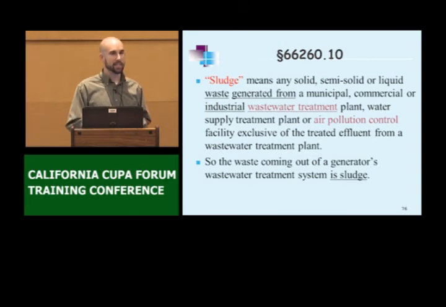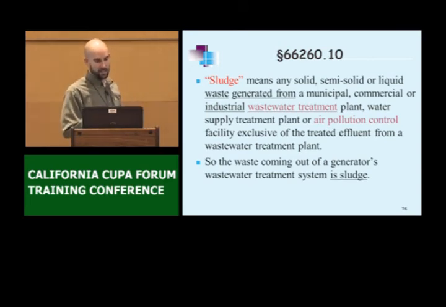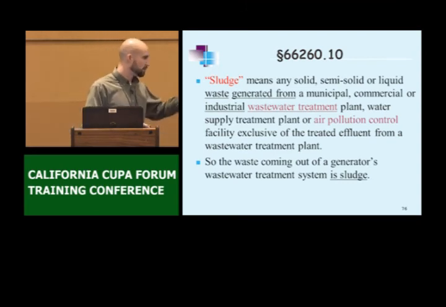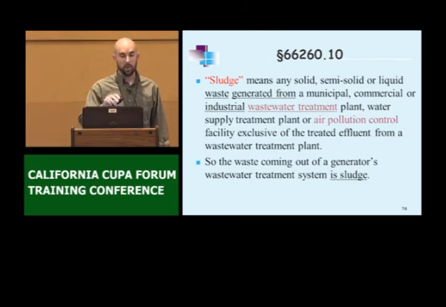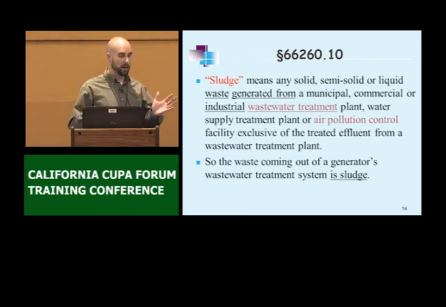Back to our definition section, point 10, sludge means any solid, semi-solid, or liquid waste generated from municipal, commercial, or industrial wastewater treatment plant, water supply treatment plant, and exclusive of the treatment effluent from the wastewater treatment plant. So the waste coming out of a generator's wastewater treatment system is sludge, solid, semi-solid, or liquid.